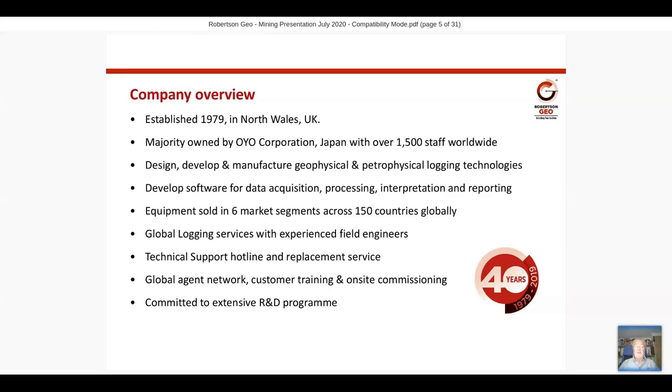As I mentioned, we sell equipment in 6 market segments that you saw on the previous slide. And because we've been active for 40 years, the equipment's actually been sold and been active in over 150 countries worldwide. So we have a very well-established international background.